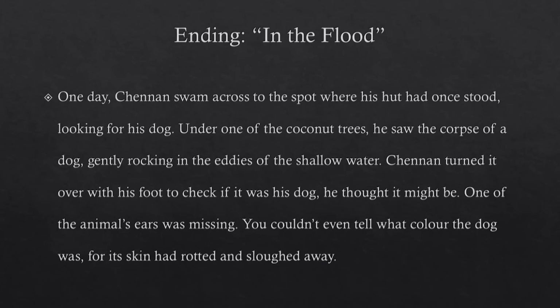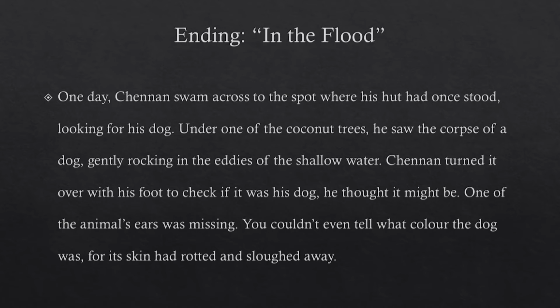So, let us see what the ending is like in the Flood. This is the last section of the story. One day, Chenan swam across to the spot where his hut had once stood, looking for his dog. Under one of the coconut trees, he saw the corpse of a dog gently rocking in the eddies of the shallow water. Chenin turned it over with his foot to check if it was his dog. He thought it might be. One of the animal's ears was missing. You couldn't even tell what color the dog was, for its skin had rotted and sloughed away.